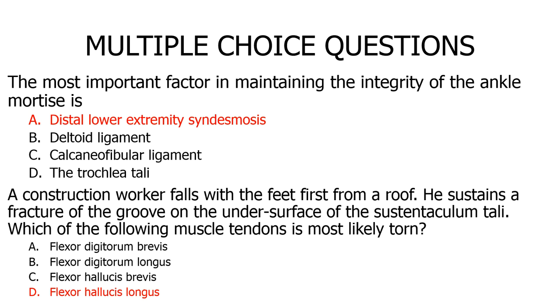Remember, sustentaculum tali is basically a hard name, just meaning that this is the part of the calcaneus that sustains the talus. So it's a medial shelf of bone on which you have the talus being supported inferiorly. So below that sustentaculum tali, you have the tendon of the flexor hallucis longus passing there.